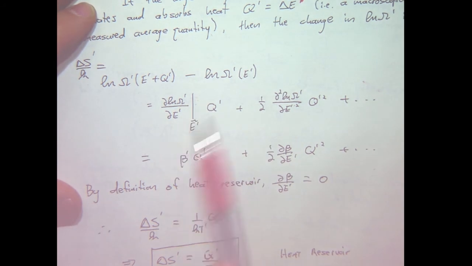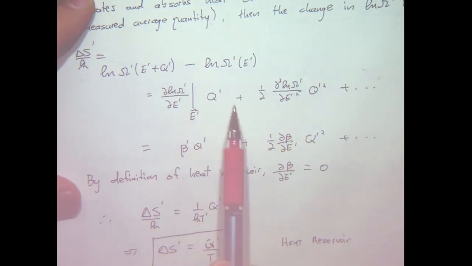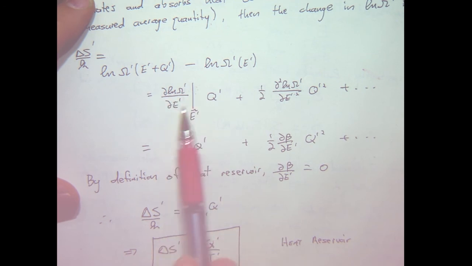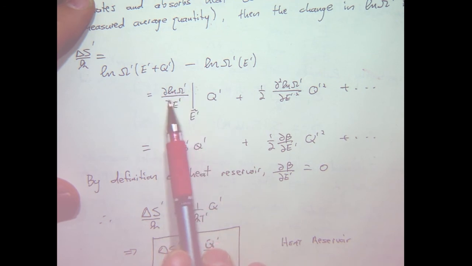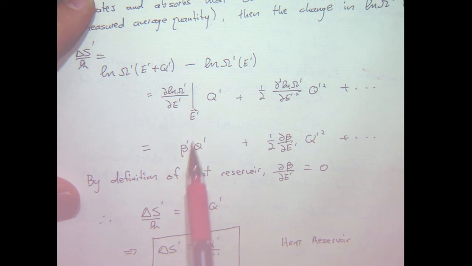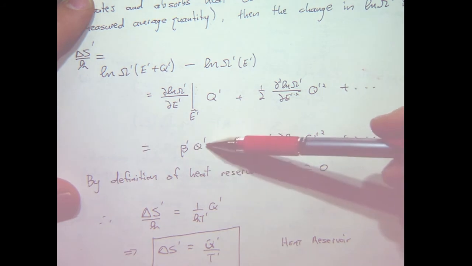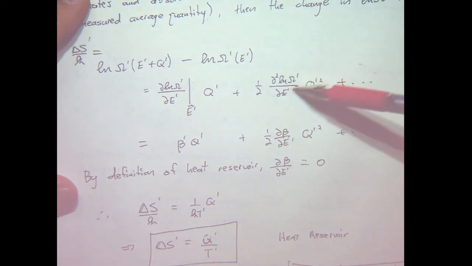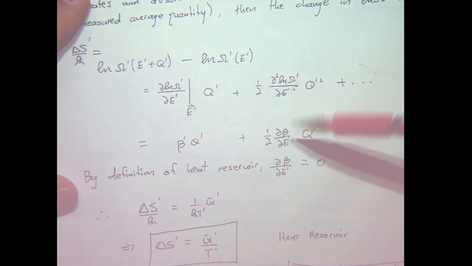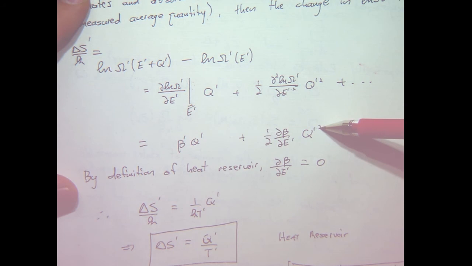So there's the linear term, and there's the second derivative term. This linear term turns into d log omega prime by dE prime, which is just beta prime, the inverse dimensionless temperature, 1 over kT, times Q prime. And this one here is d beta by dE prime, times Q prime squared.